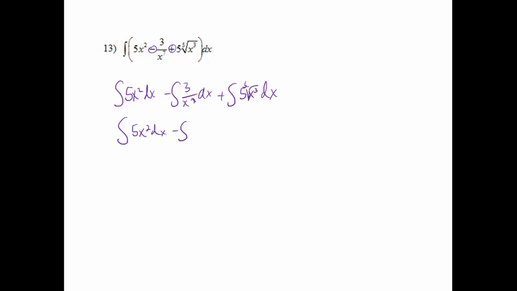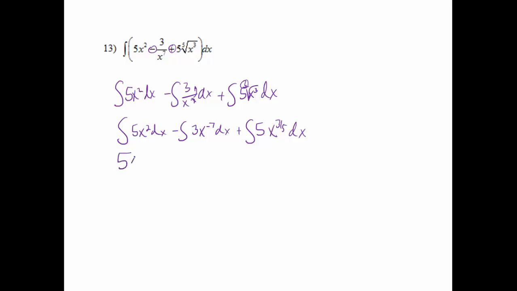Okay, this middle part, I'm going to go ahead and bring my x to the 7 up top, so it's going to be 3x to the negative 7. And then this third part, I'm going to rewrite this. Remember, roots grow on the ground, so the fifth is going to go on the bottom, so it's going to be 5x to the 3/5. Okay, now from here, for each part, we can just simply use the power rule by adding 1 and multiplying by the reciprocal on the outside.